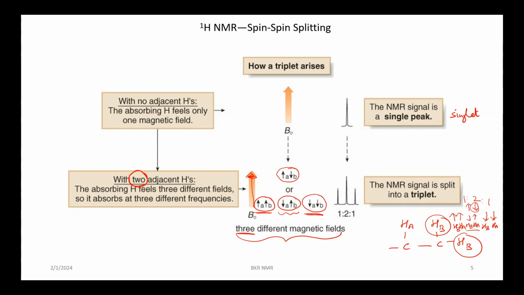I'll be split into a triplet with a ratio of 1 is to 2 is to 1, and the distance between the lines of the multiplet, keep in mind, it is the distance between adjacent lines of the multiplet, which is given as J, the coupling constant in Hertz.